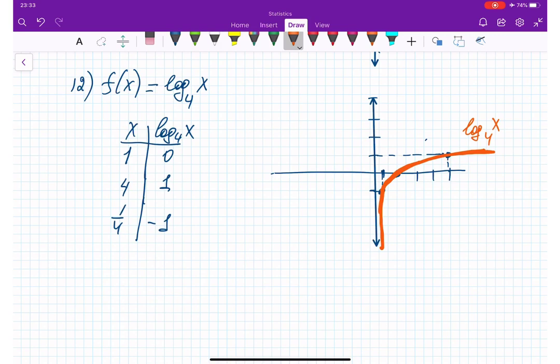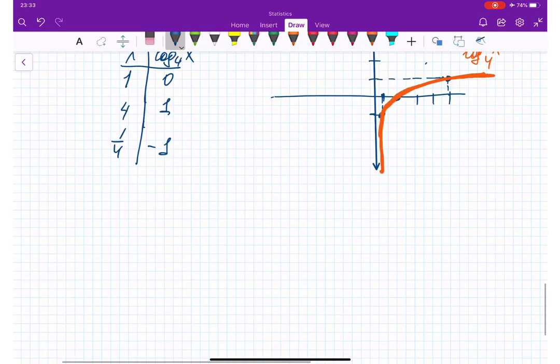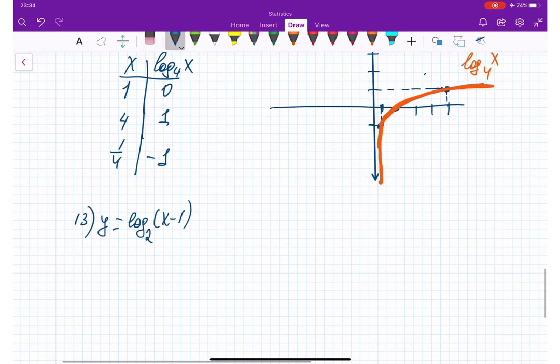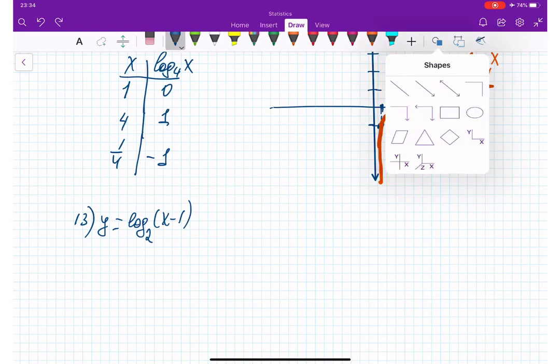Question number 13. We have y is equal to log of x minus 1 by base 2. Okay. Here we have a change of x. Remember what I said, a change of x is always going to go in the opposite direction. So let me draw this graph.